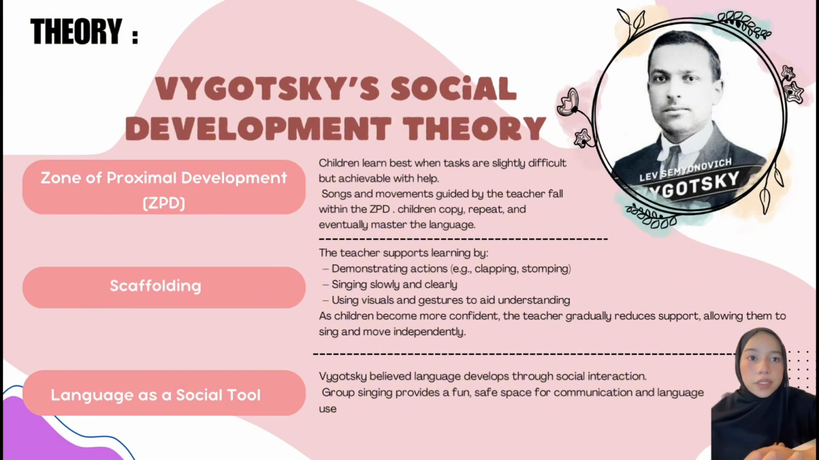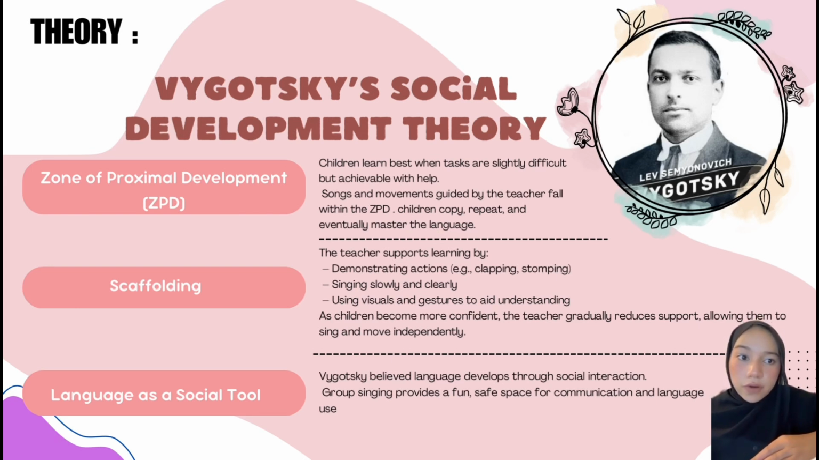Okay, ZPD. Let's begin with the zone of proximal development, or ZPD. Vygotsky defines this as the difference between what a child can do independently and what they can do with help from a more capable adult or peer. In the context of learning through song and movement, this theory applies beautifully. For example, when we introduce a song like "If you're happy and you know it, clap your hands," some children may not understand all the words or instructions at first.